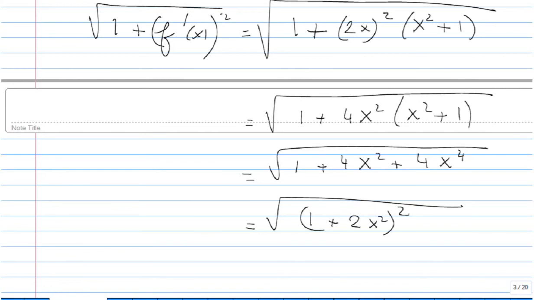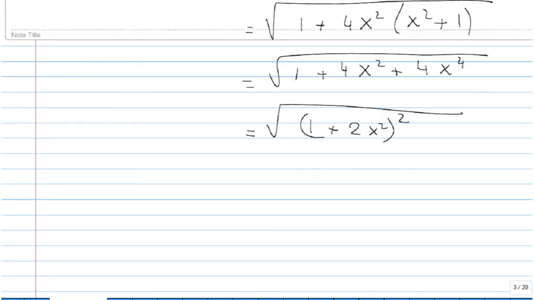So this is the beauty of this example. What you have inside is a perfect square, and since it is positive, the square root is exactly 1 plus 2x squared. Normally it should be an absolute value, but because the inside is positive, it's just 1 plus 2x squared.